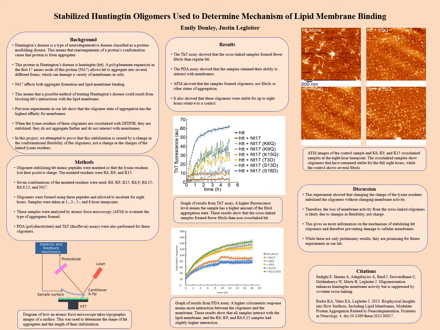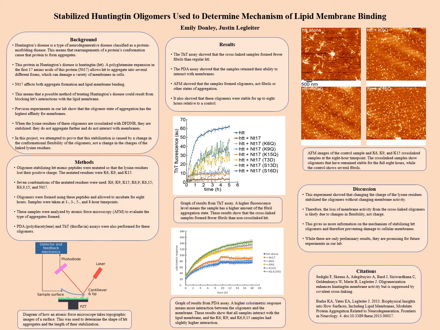Huntington's disease is one of many neurodegenerative diseases, in the same class as Alzheimer's disease and Parkinson's disease. These diseases are protein misfolding disorders, which are caused by rearrangements of a protein's conformation, or the way it is folded, to form aggregates, or clumps of protein. The protein that is misfolded in Huntington's disease is Huntingtin.